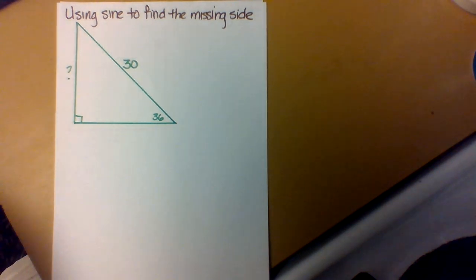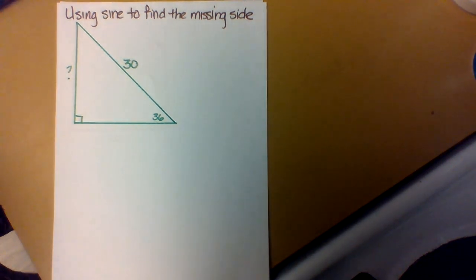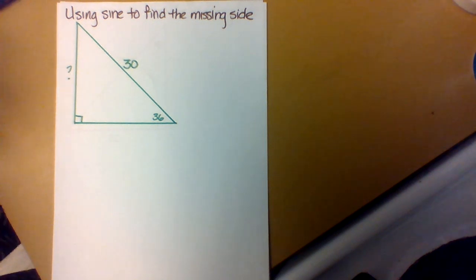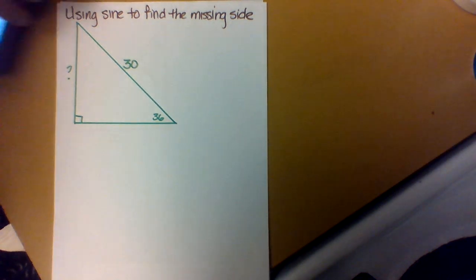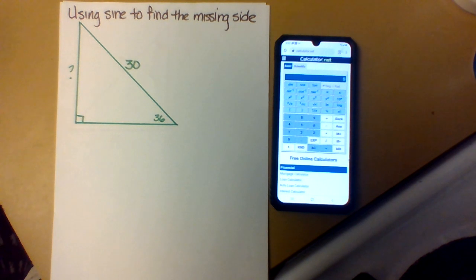All right. Welcome to our last installment of using one of the ratios of trigonometry to find the missing side. Now, obviously, here we're going to be using sine to find the missing side. The reason I'm showing you is that there's two ways to manipulate the formula for sine. For us to calculate what we need, I've made sure that I have my trusty calculator that we've all been using.